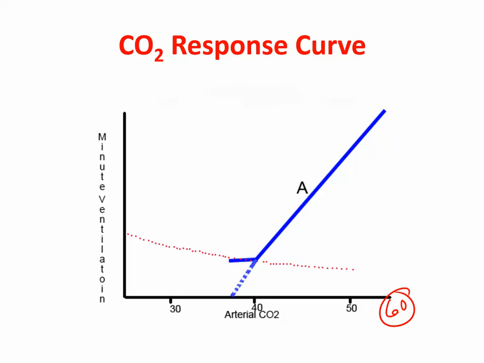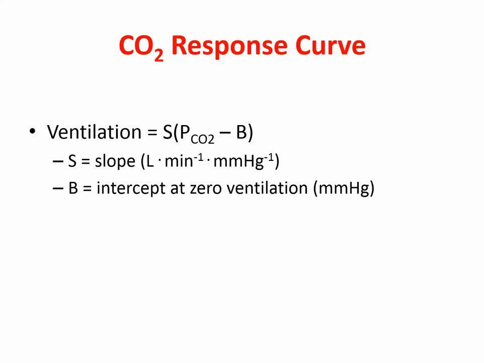One other thing to notice about the CO2 response curve is that it's linear, at least over the values that we're showing. Because the CO2 response curve is linear, it can be described by the slope of the line and the intercept with the x-axis, the apneic threshold. So people have developed a formula for that, and it's shown there.